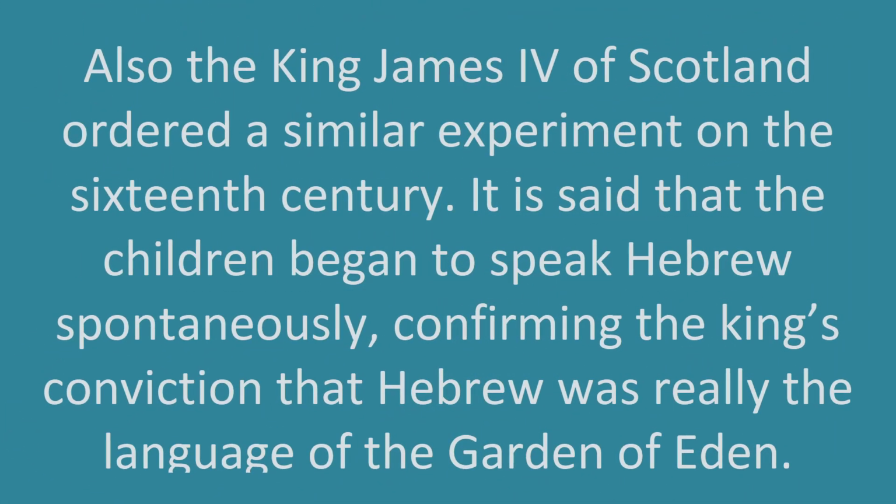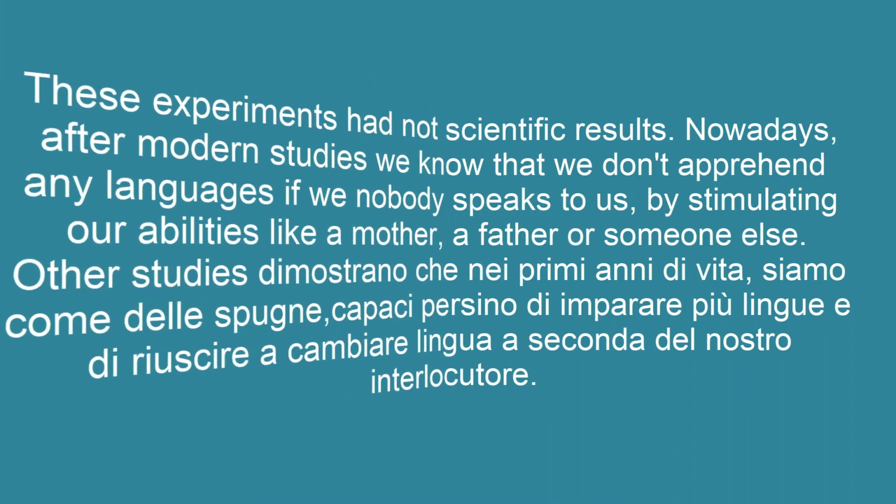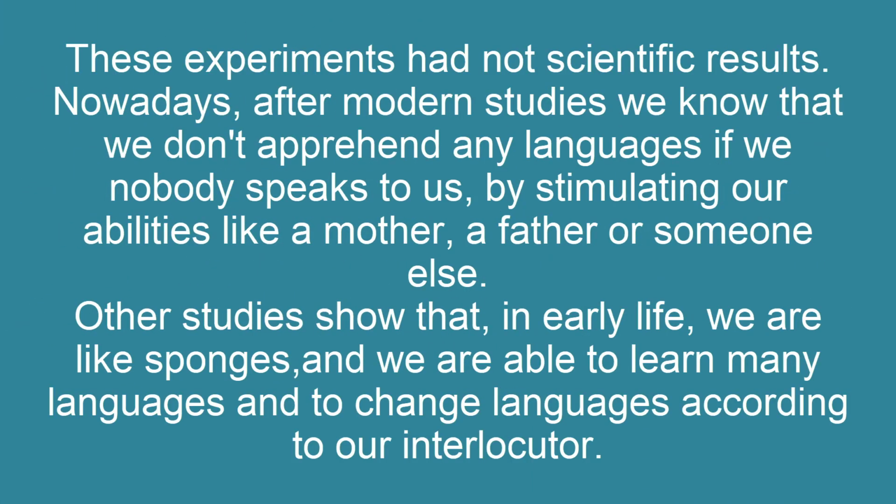Also, King James IV of Scotland ordered a similar experiment in the 16th century. It is said that the children began to speak Hebrew spontaneously, confirming the king's conviction that Hebrew was really the language of the Garden of Eden. About a century later, even the Mughal Emperor Akbar ordered some children to be raised in silence and found that they produced no sound whatsoever.